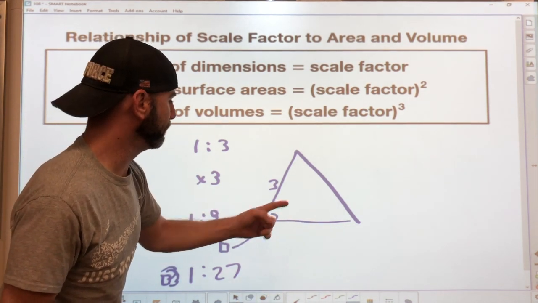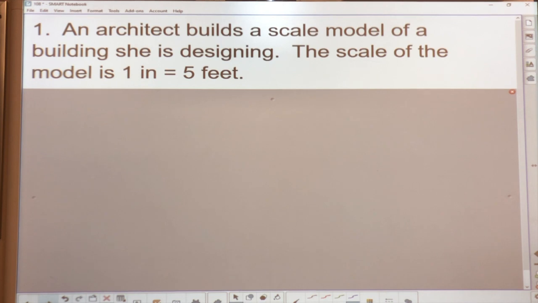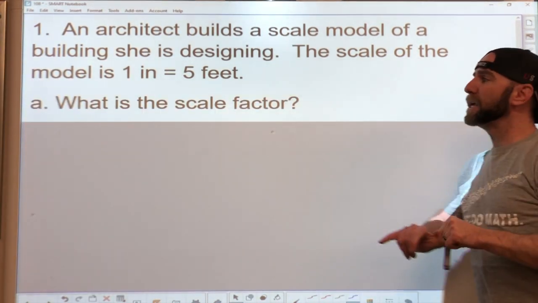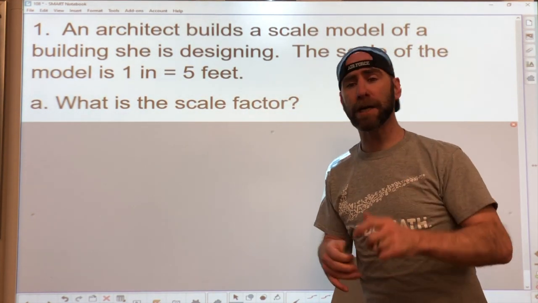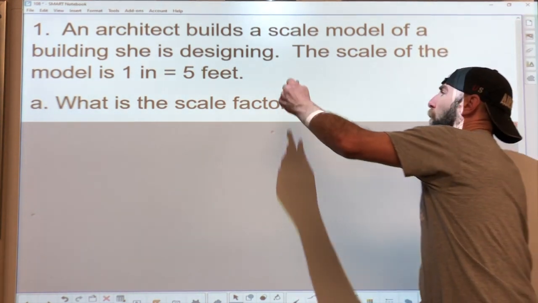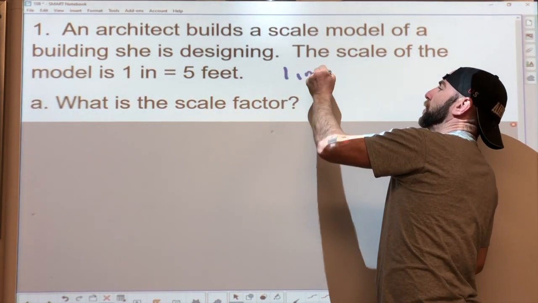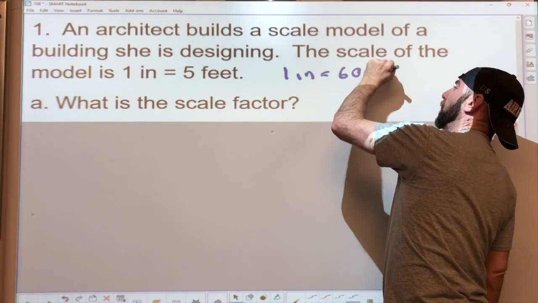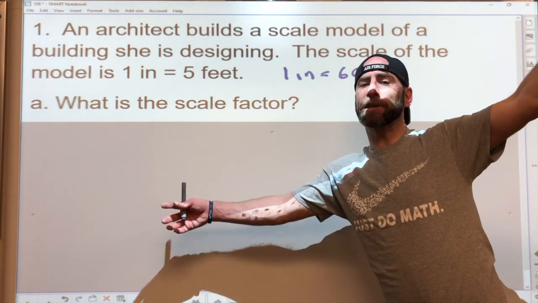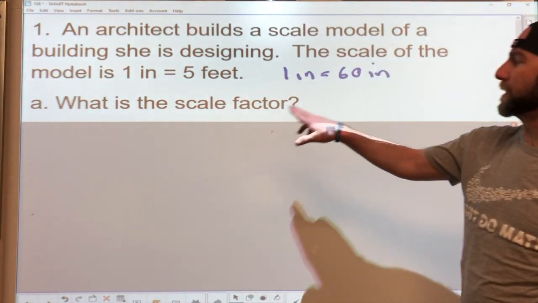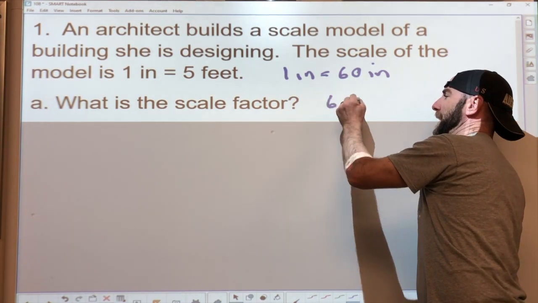An architect builds a scale model of a building she is designing. The scale of the model is 1 inch equals 5 feet. Now, because the scale is 1 inch is equal to 5 feet, we need to turn them both into the same units. So I'm going to rewrite that as 1 inch is equal to 60 inches. So on the scale building, 1 inch represents 60 inches on the actual building. So the scale factor is 60.